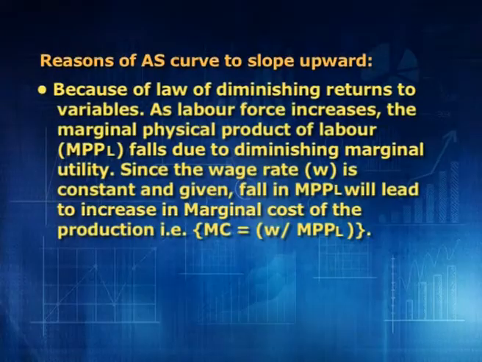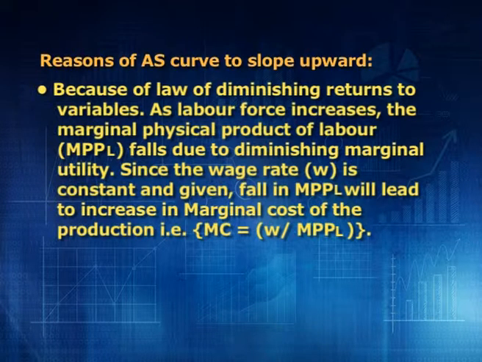Keynesian economists have assumed that there is an upward sloping aggregate supply curve; that is, as the economy approaches near full employment level, the AS curve slopes upward. There are two major reasons for the AS curve to slope upward.